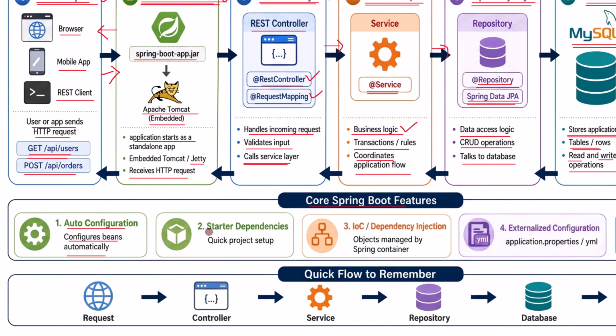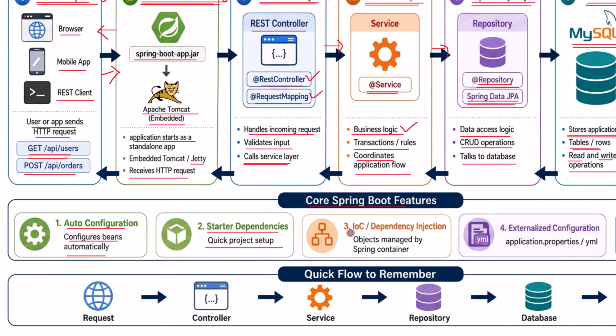The second feature is starter dependencies. Spring Boot starters provide convenient dependency groups for common development requirements. For example, Spring Boot Starter Web includes the common dependencies required to build web and REST applications. Spring Boot Starter Data JPA provides the common dependencies required for JPA-based data access. Starters make project setup easier because developers do not need to select and manage every related dependency separately.